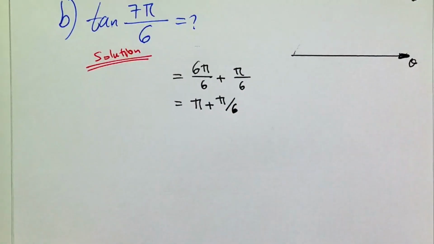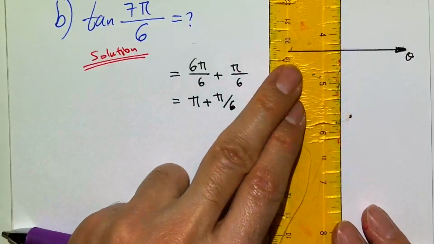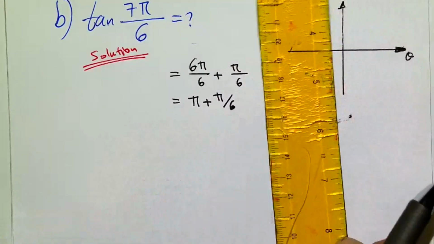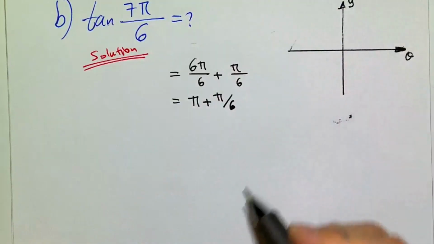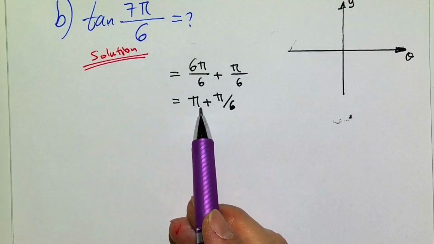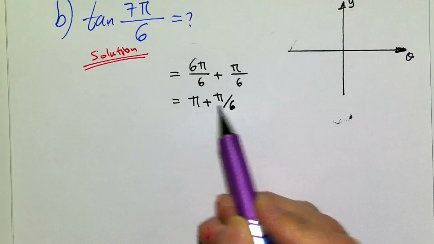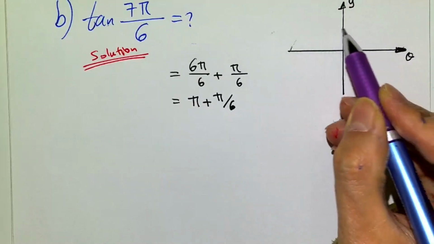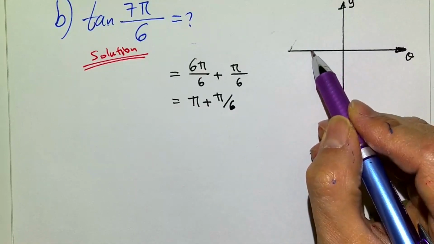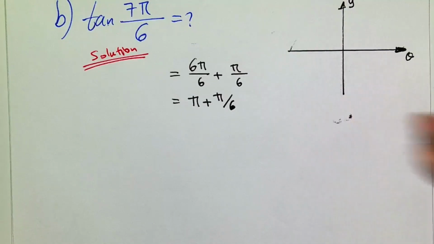So this is our theta, and we have the y-axis. This angle, which is 7 pi over 6, is pi plus pi over 6. Note that both angles are positive, so the direction of movement is going to be counterclockwise. From here to here is pi, then plus another pi over 6. So we're in the third quadrant.